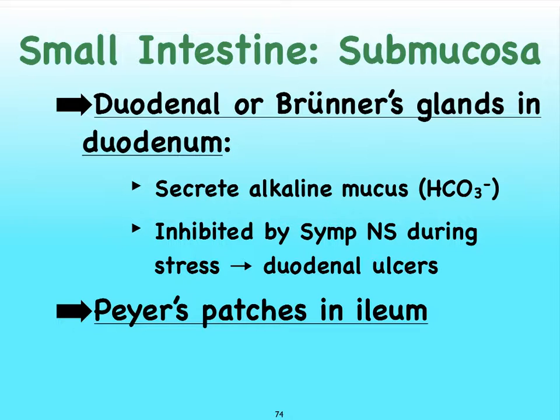So in the duodenum we find Brunner's glands. Now in the ileum we do not see Brunner's glands at all. Instead we see lots of Peyer's patches. So let's take a look at that.